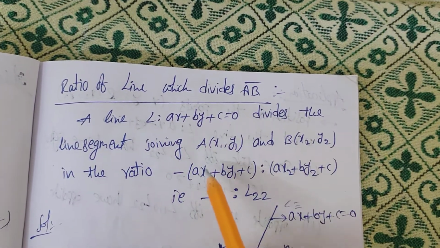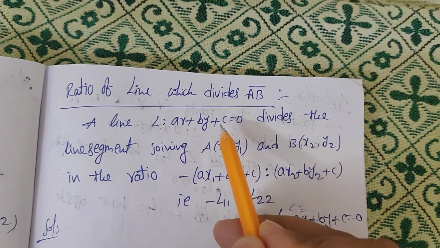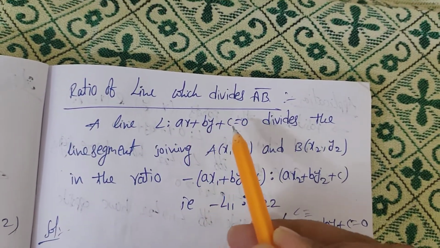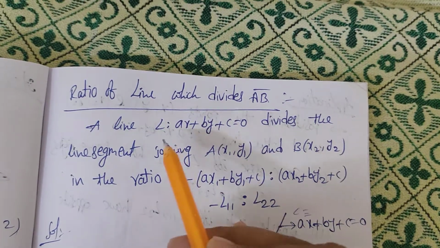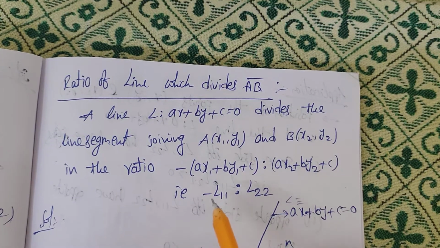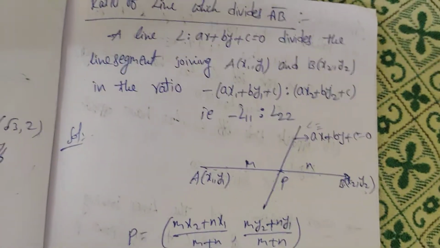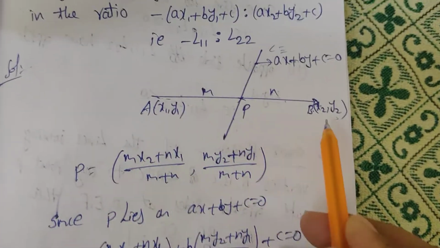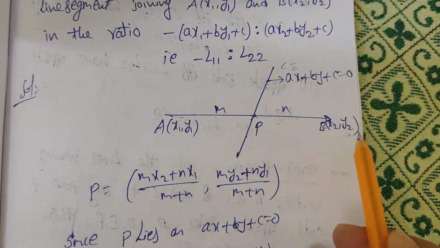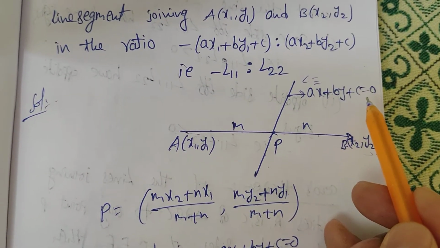So L11 means ax1 plus by1 plus c, and if you substitute (x2, y2) in L, that gives ax2 plus by2 plus c, which we denote with L22. So totally we can say this ratio can shortly be written as minus L11 is to L22. Okay, so suppose we take the line segment AB, A(x1, y1), B(x2, y2), and this is the line L, ax plus by plus c is equal to 0.